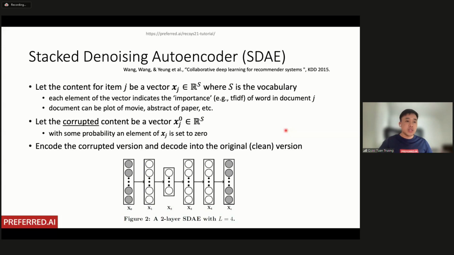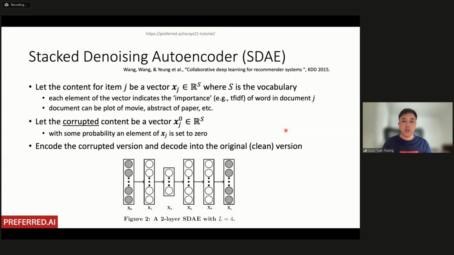So after the ideas of topic models, we start talking about deep learning. In this particular model, we talk about the idea of using the so-called stacked denoising autoencoder, which is one of the famous deep learning architectures. And the idea is using the stacked denoising autoencoder as a replacement for the topic model, the LDA model in the CTR.